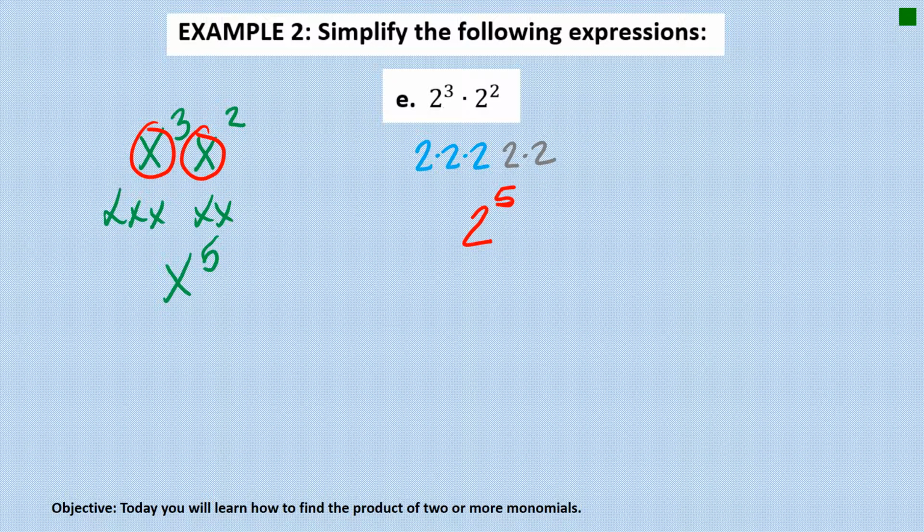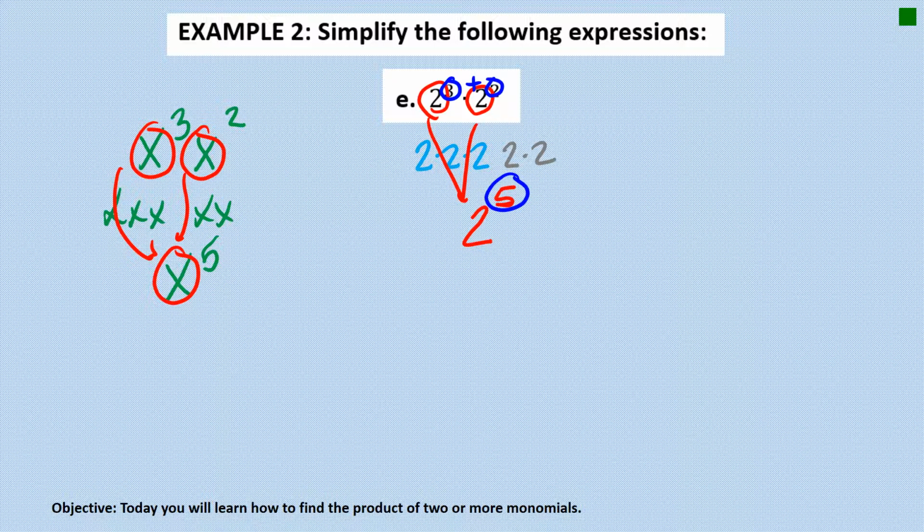This thing is called the base. The base is what's being repeated. So what's being repeated here? 2. How many times? Those are your little exponents added together, and that's where you get your 5.